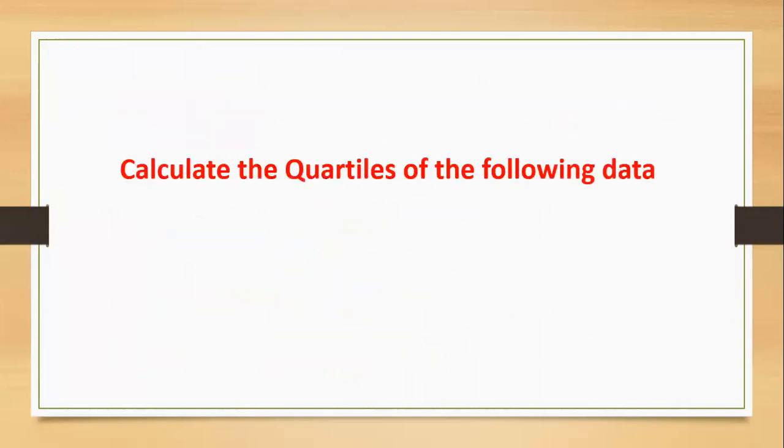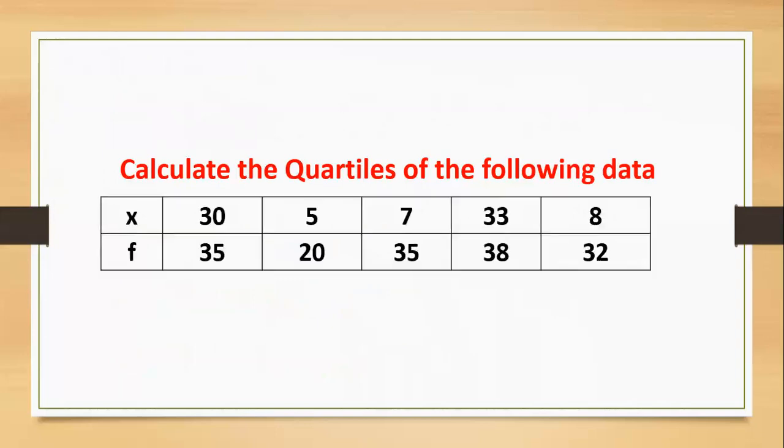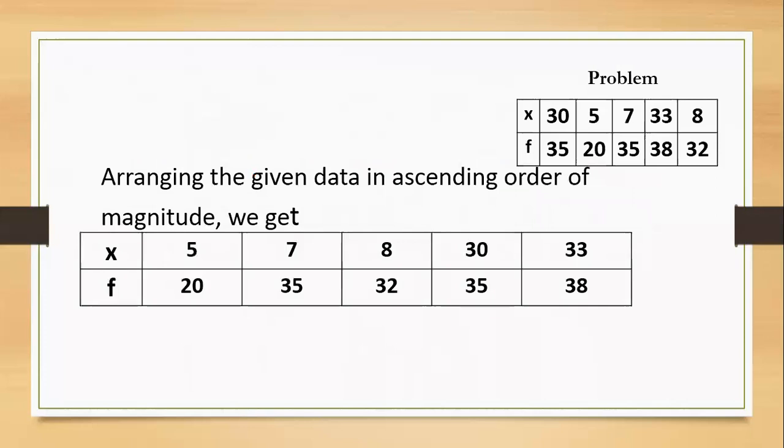Let's see the problem. Calculate quartiles for the following data. X and f are given, so this is a discrete series. X is 30 with frequency 35, then 5 with frequency 27, 35 with 33, 38 with 8, and 32. Check that x is in arranged order. The values are not in arranged order. For quartiles we compulsorily need ascending order, so first arrange the x values in ascending order.